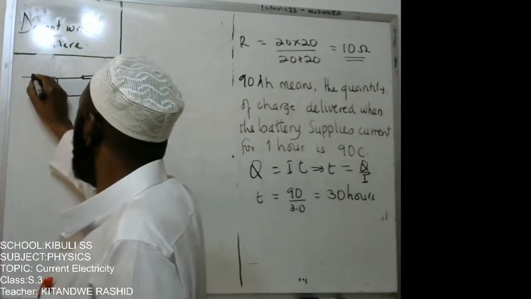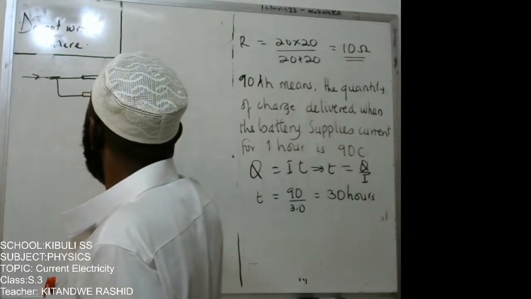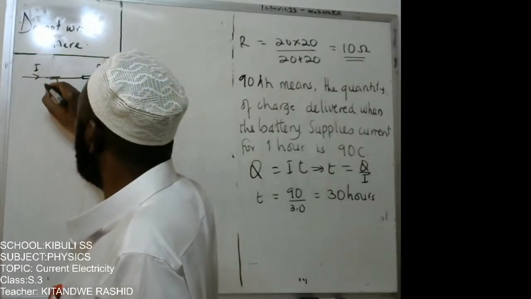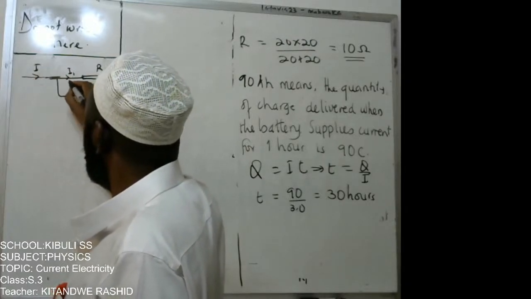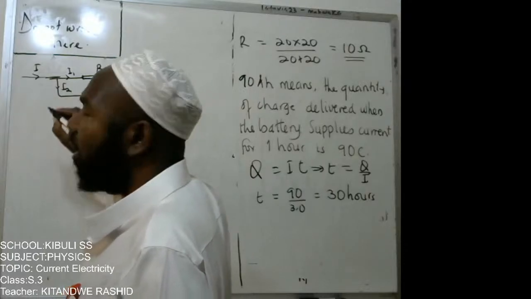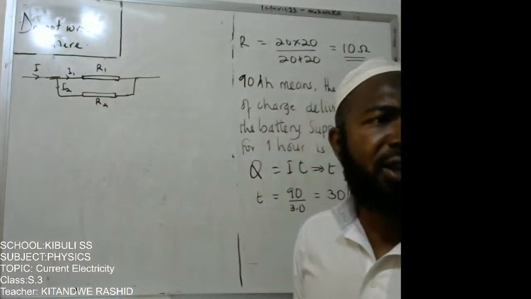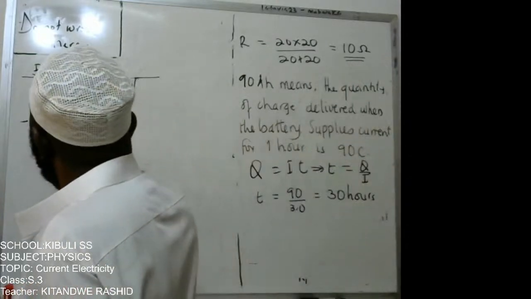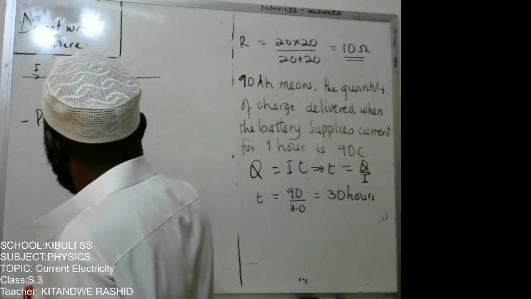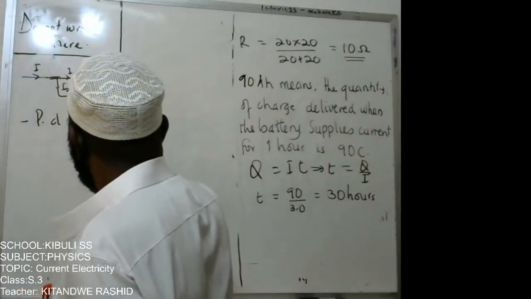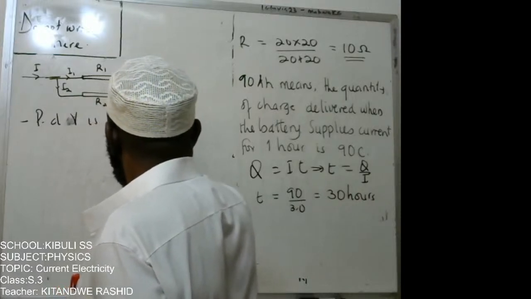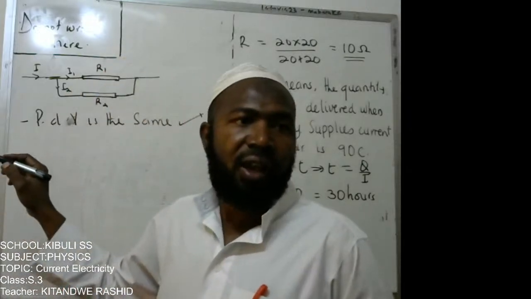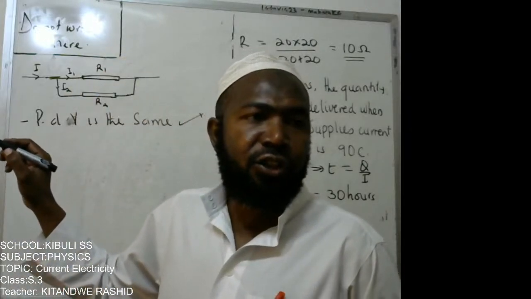So when resistors are arranged in parallel, the PD is the same, assuming this is R1 and this one is R2. The current is divided into I1 and I2. So the first points that you get are 2. One is that PD is the same, V is the same. That is already half a mark. Then you can now say current is shared.